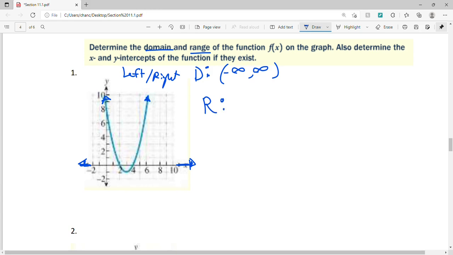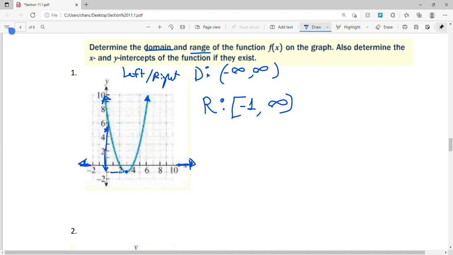Now the range is the y component. So I'm going to look how far the graph goes down for the y component to how far it goes up. It stops down here at, it looks like, -1. So I'm going to say it starts at -1 with a square bracket because it actually includes that y coordinate. And it goes up forever. So we have a range that goes from -1 to infinity. And again, don't forget infinities always have parenthesis symbols.